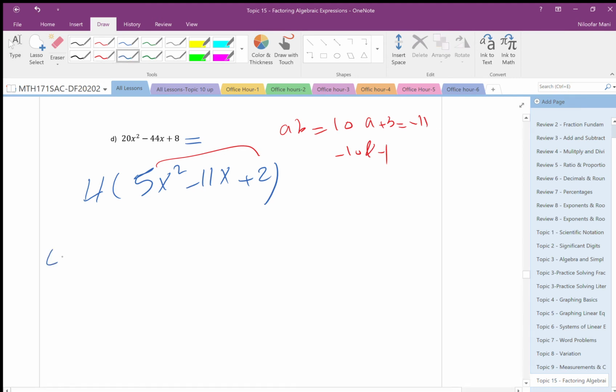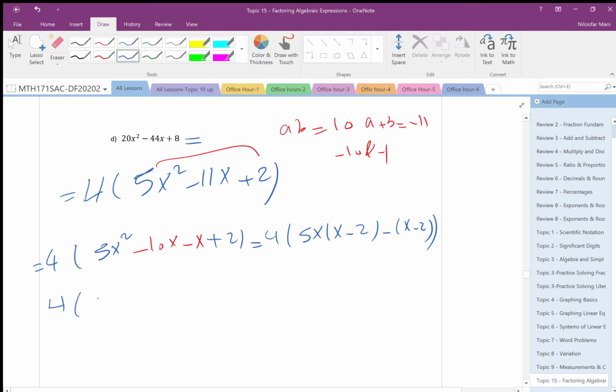So now 4 multiple 5x squared minus 10x minus x plus 2 equal 4 multiple 5x multiple x minus 2 minus x minus 2. I factor minus, and then I factor 5x, so x minus 2. So x minus 2 multiple 5x minus 1. And how do I know I didn't make a mistake? I can just multiply them. When I multiply them, I see I didn't make a mistake.